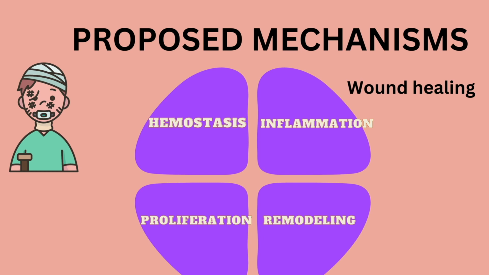So, first of all, we need to talk about wound healing. There are four phases of wound healing. First is hemostasis. Second is inflammation. Third is proliferation, and fourth is remodeling.